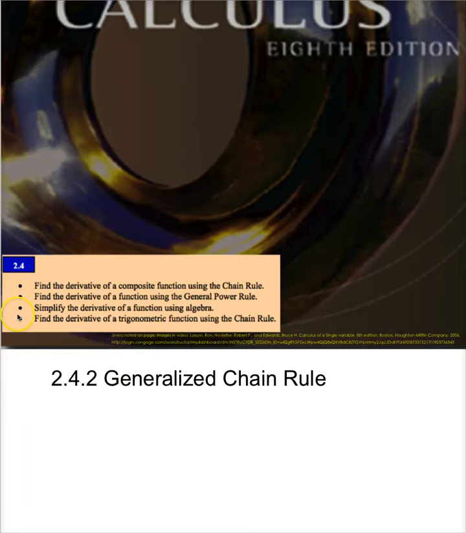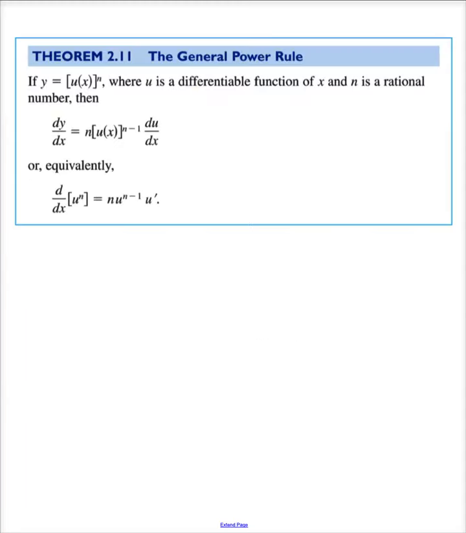Now let's look at the generalized power rule. It's very closely related to the chain rule. What it says is, if y is equal to a function of u that is raised to a power, where u is a differentiable function and n is some rational number, then dy/dx is n, because we bring down the n, u to the n minus 1 times du/dx.